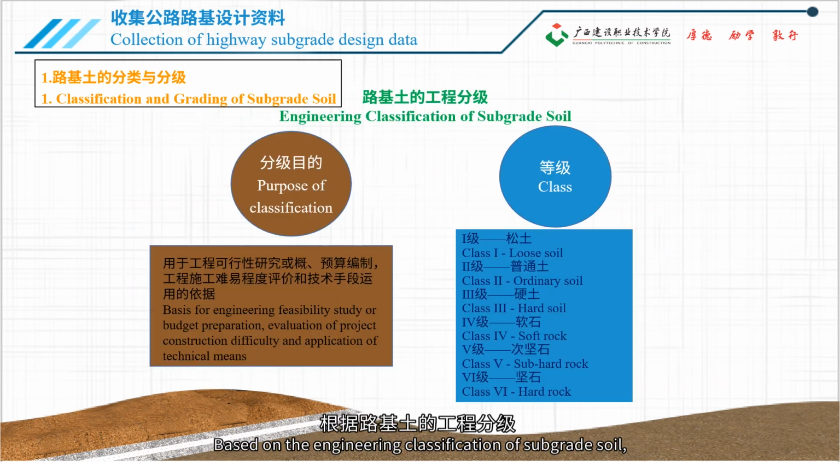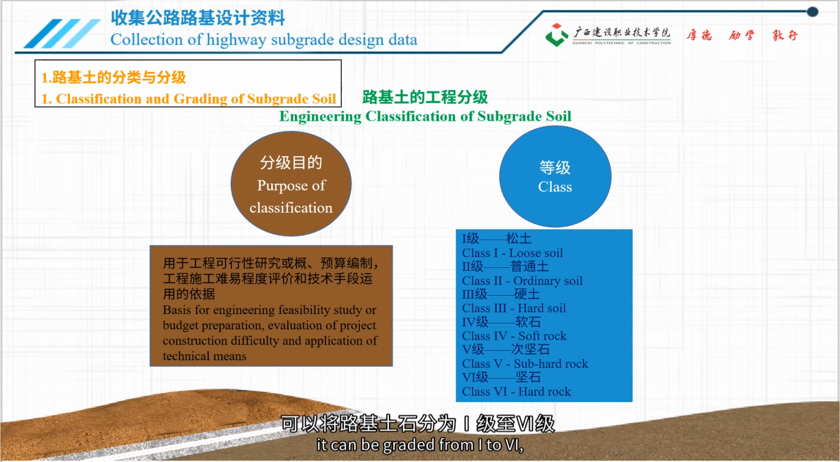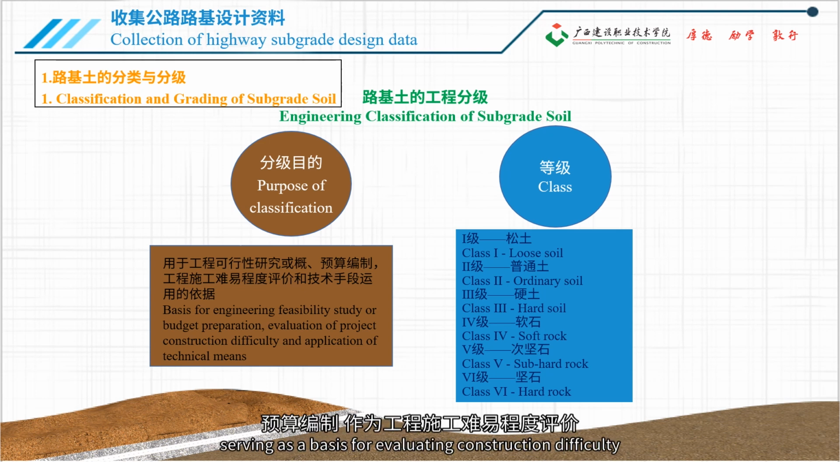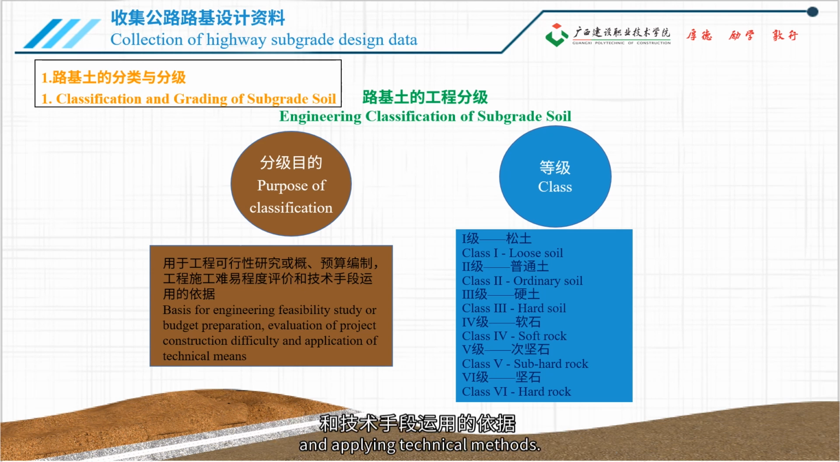Based on the engineering classification of subgrade soil, it can be graded from 1 to 6, corresponding from loose soil to hard rock. The purpose of grading is mainly for engineering feasibility studies or budget preparation, serving as a basis for evaluating construction difficulty and applying technical methods.